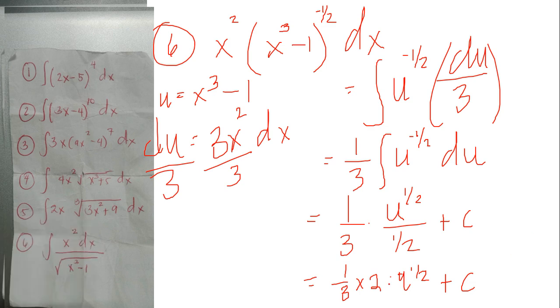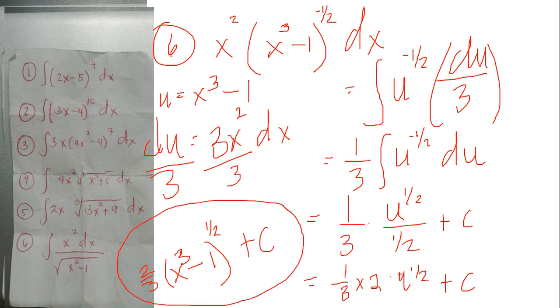O, ibig sabihin po, this is 2/3 ng u. Yung u natin is x cube minus 1, raised to 1 half plus c. So, yung radical, madali na lang yan. 2/3 square root of x cube minus 1 plus c. Gets po?